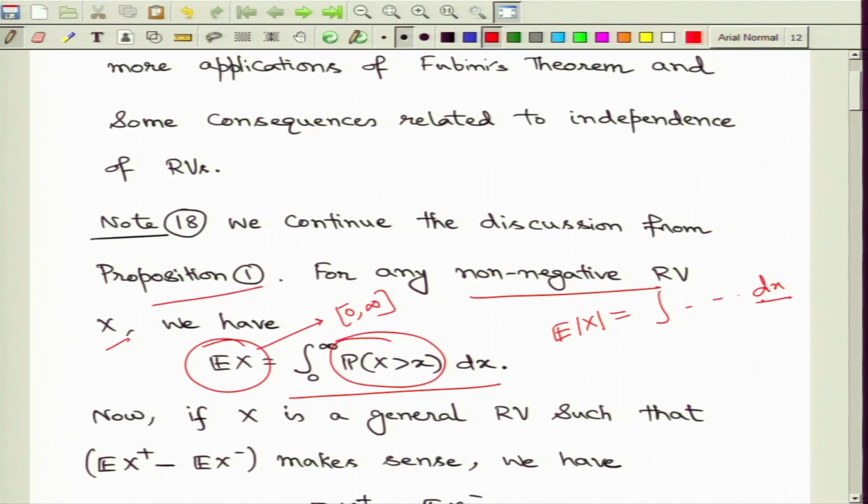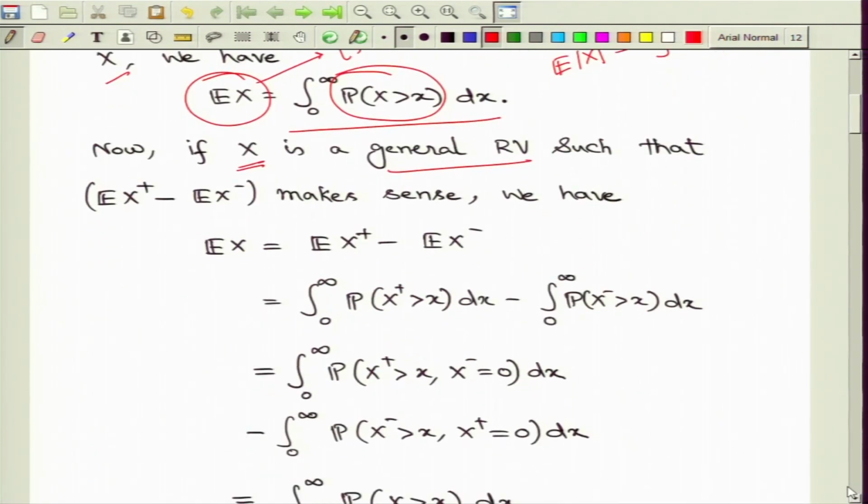So, if you work with a general random variable X, then when we talk about the expected value, we are going to look at the expected value of X plus and the expected value of X minus. Recall what these random variables X plus and X minus are. X plus is defined as the maximum between X and 0, and X minus is defined as the maximum between minus X and 0. It is an immediate fact that X can be written as X plus minus X minus, and moreover mod of X is X plus plus X minus.